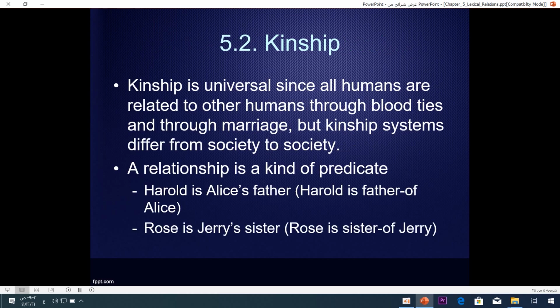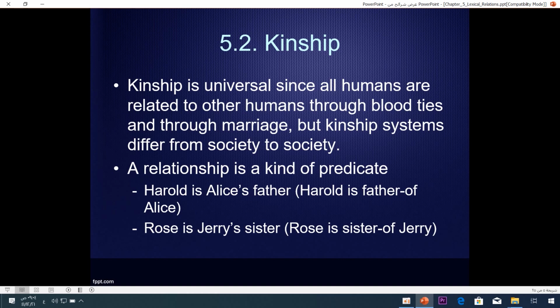And now we have this kind of relation, or this lexical field or lexical item, that is kinship. Kinship in Arabic means القرابة, صلة القرابة. Kinship is not something limited to a specific nation or a specific culture. It is something universal, since all humans are related to other humans through blood ties and through marriage. So when we have amalgamation of nations around the world, the offspring increases due to marriage.